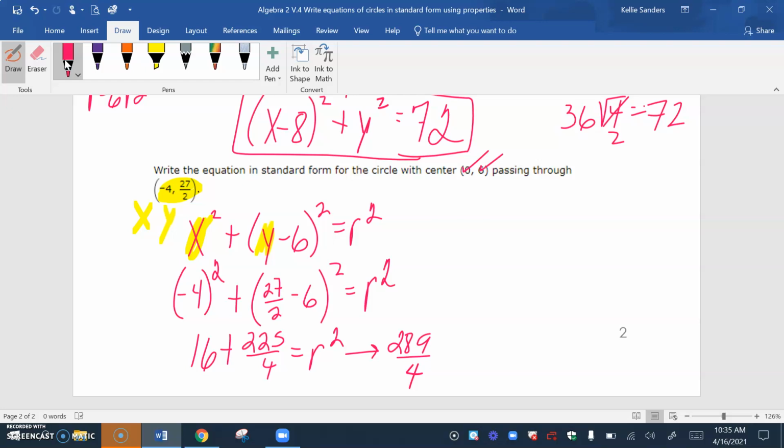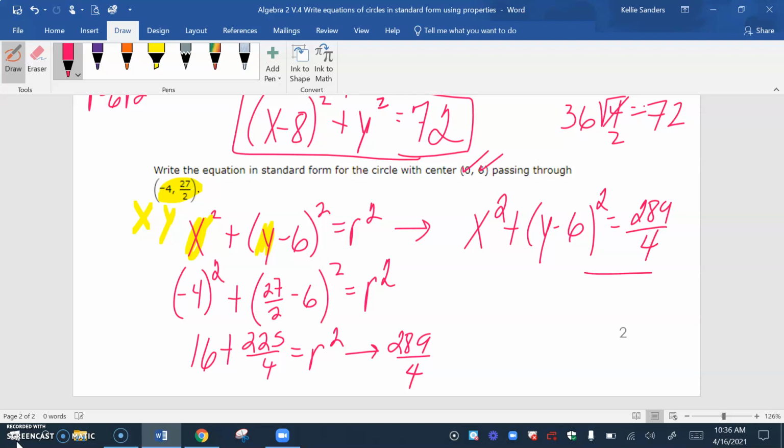But remember what we're doing. We're finding the equation. And to find the equation, we're looking for r squared, and we found r squared, which is 289 over 4. So we are finished with the problem. We just have to put our pieces into the puzzle. All right, that's it.